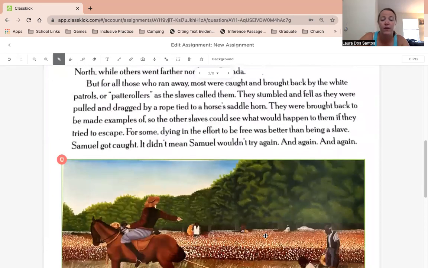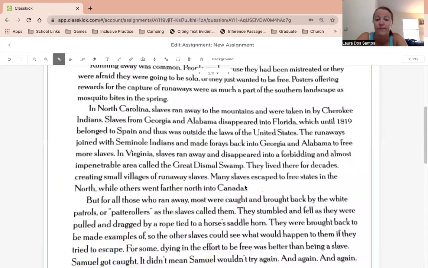But for all those who ran away, most were caught and brought back to the white patrols, or paddy rollers, as the slaves called them. They stumbled and fell as they were pulled and dragged by a rope tied to a horse's saddle horn. They were brought back to be made examples of, so the other slaves could see what would happen to them if they tried to escape. For some, dying in the effort to be free was better than being a slave. Samuel got caught. It didn't mean Samuel wouldn't try again and again and again.